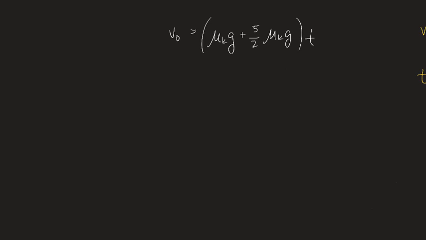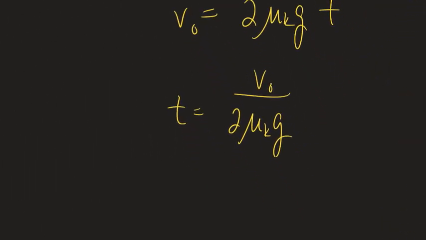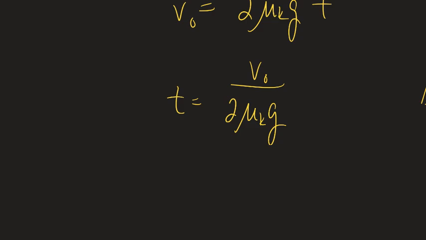I'm going to get rid of all of my distractions. I'm going to combine these two. And note that this is, I believe, 7/2 mu k g all times t, and that equals v naught. I'm going to solve this for t. And this is, let's see, 2 v naught over 7 mu k g. This is how long it takes for the solid sphere to stop. This is how long it took for the ring to stop.